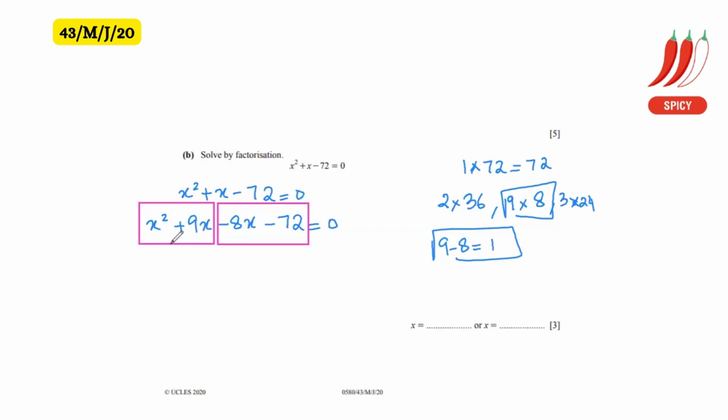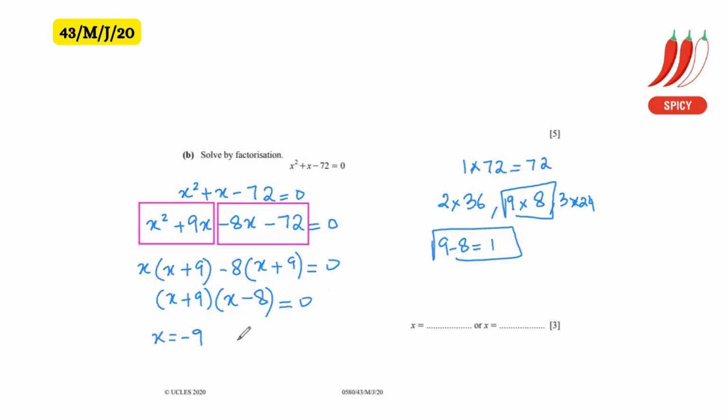So now in the first group, we have x common. So it becomes x times x plus 9. And the second group, we have negative 8 common. And the bracket we're left with is x plus 9 as well. So as you can see, both x and negative 8 have x plus 9. So you can take the x plus 9 common. And the other bracket will be left with x minus 8. So one value of x is going to be negative 9 and the other is going to be 8. These are your answers.